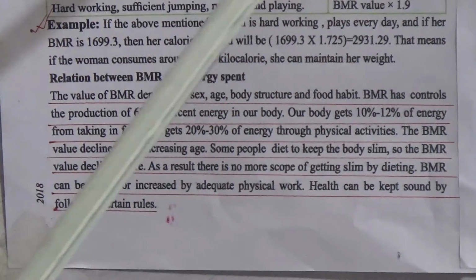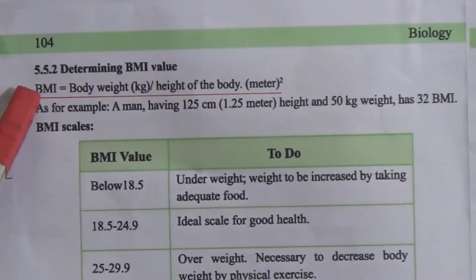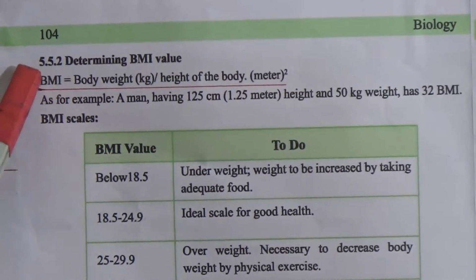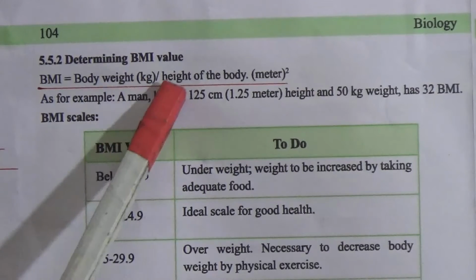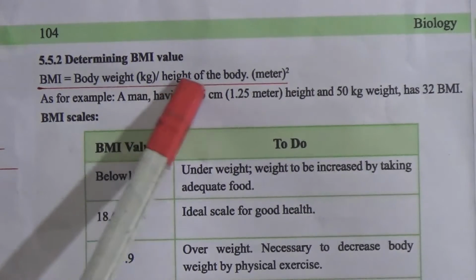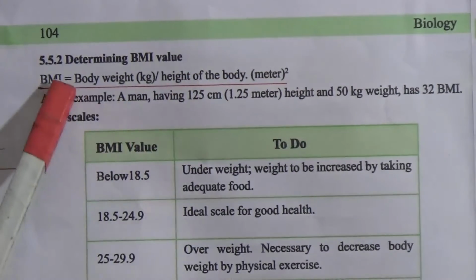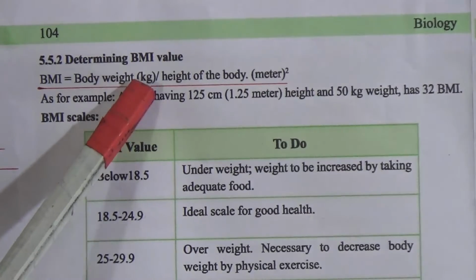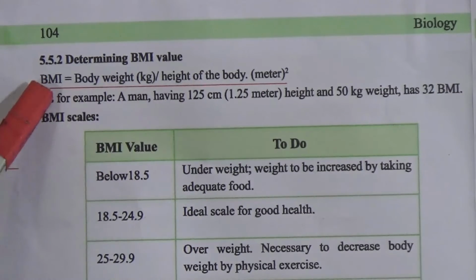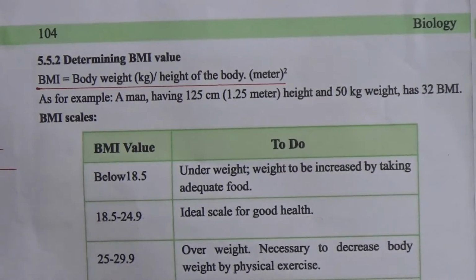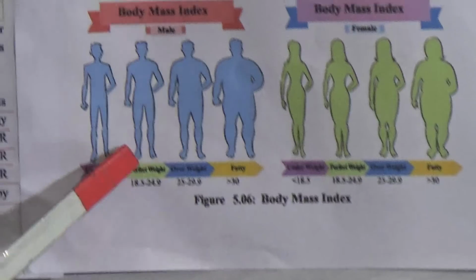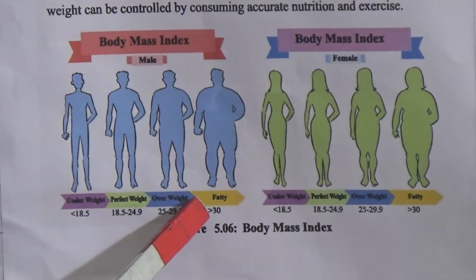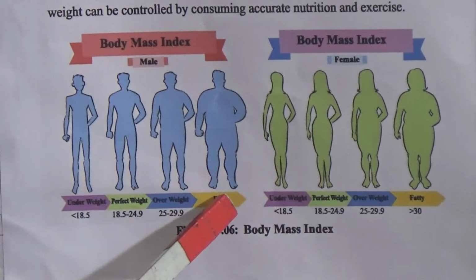Now come to the next page. This is determining the BMI value. How will we find out the BMI value? This is also your homework. We have to divide the body weight in kg by the square of the height in meters. That means if we divide the body weight by the square of the body height, we will find the BMI. And by observing the BMI index, we can easily understand the physical structure, or the percentage of fat in her or his body.